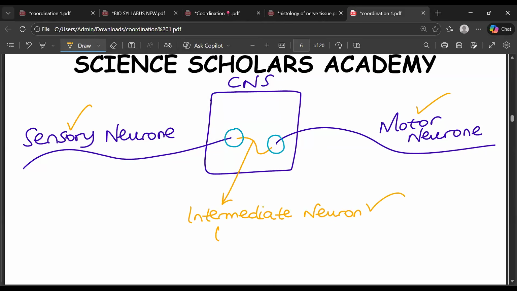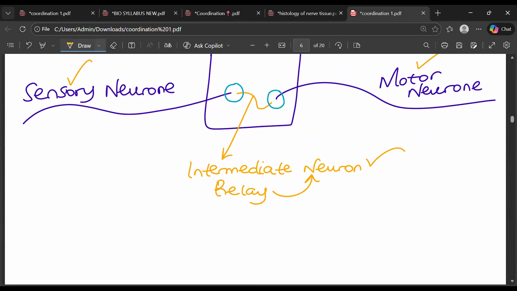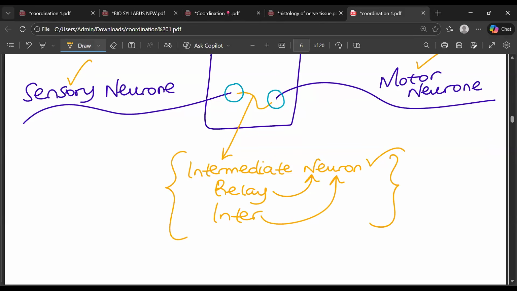Or we shall call it the relay neuron. And you should be knowing all those terms, because depending on who is setting, they can use the word they want. Someone says, let me use interneuron. At medical school, they will use interneuron. I don't know if any of your books has interneuron, but they can just say interneuron, relay neuron, intermediate neuron. Should be just okay with that.